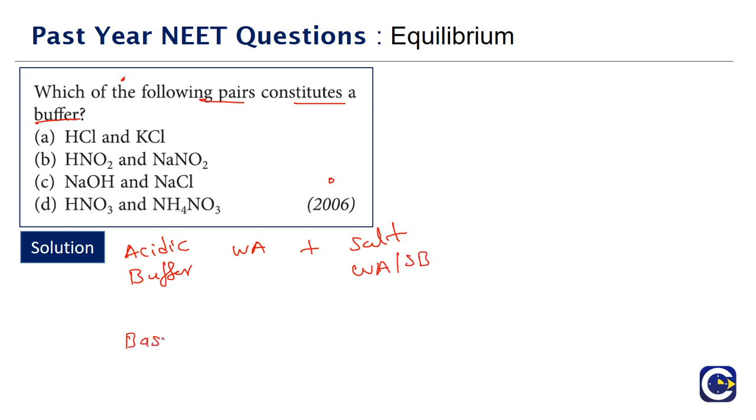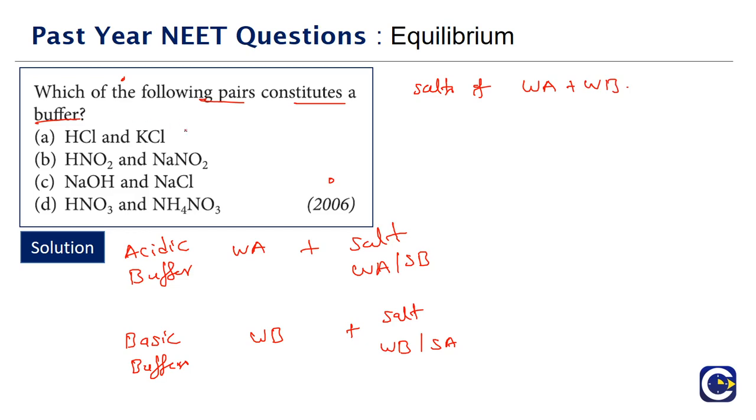Then we have basic buffers. What are basic buffers? It's a weak base plus salt of this weak base with a strong acid. That is basic buffer. Then we have neutral buffers, which are nothing but the salts of weak acids and weak bases. But look at this.